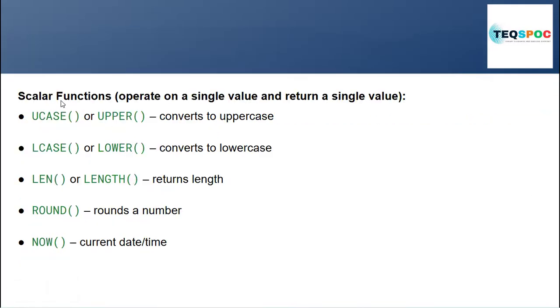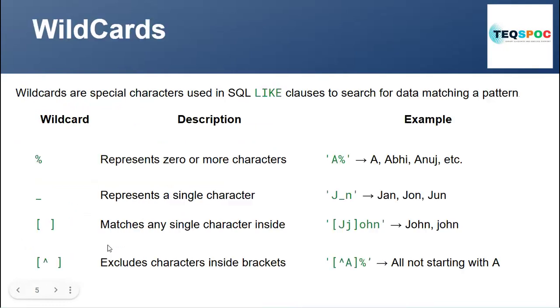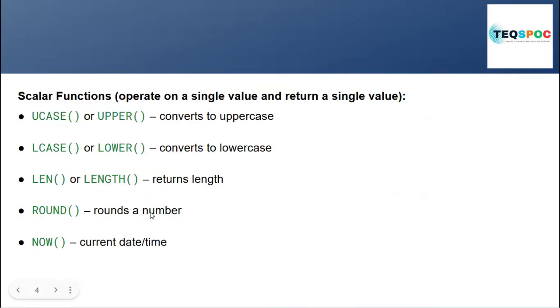Now we have scalar functions that operate on a single value and return a single value, like uppercase and lowercase, which convert your string into uppercase or lowercase. The length function gives us the length. Round rounds a number, and the now function gives you the current date and time. This is the basic function overview.